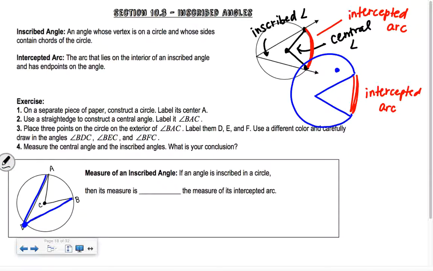Then its measure is exactly half of the measure of its intercepted arc. Because do you guys see the intercepted arc? If that was like 100 degrees, then this is 100 degrees. So then this other angle would end up being 50 degrees. Okay? So it's going to be half the measure of the intercepted arc.